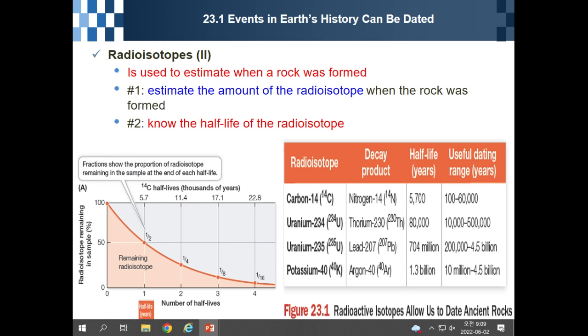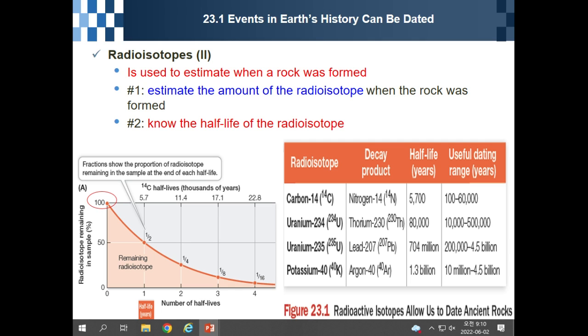So usually we use radioisotopes to estimate when a rock was formed. First of all, we have to estimate the amount of radioisotope when the rock was formed. So there was one rock, and we can estimate that maybe initially there was an amount of 100. So we have to estimate the amount of radioisotope. You have to know this concept to solve the final term exam.